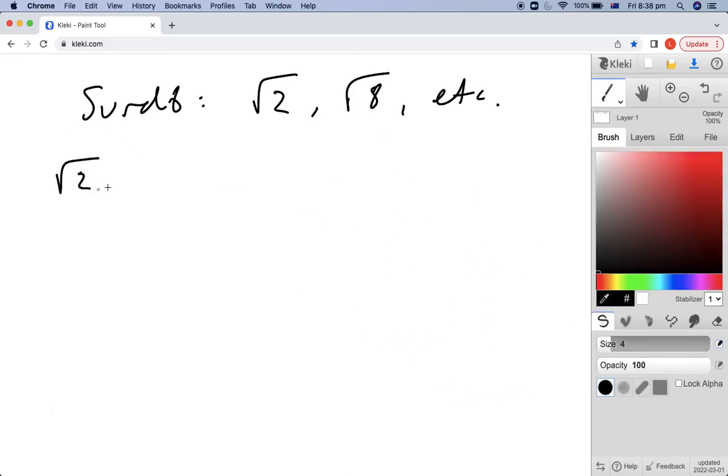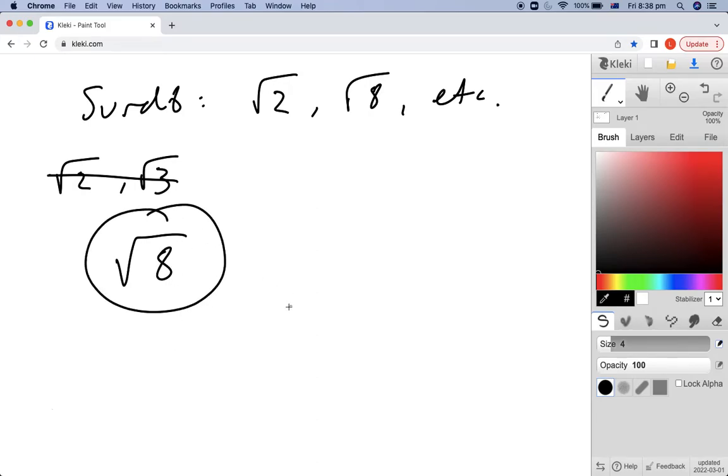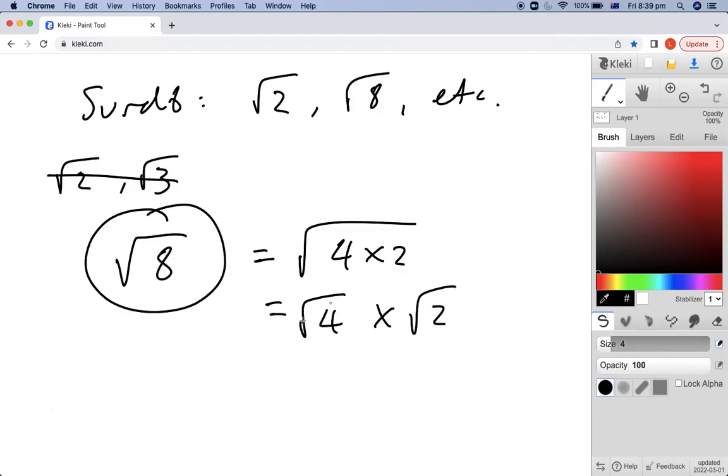So square root 2 and square root 3, we can't do anything with them. But let's say square root 8. What we can do is actually simplify surds. We can break square root 8 down into the square root of 4 times 2, which we can break down further into the square root of 4 times the square root of 2. The square root of 4 we know is just 2, so it's 2 times root 2, which is just 2 root 2. Perfect. So that's our first example.